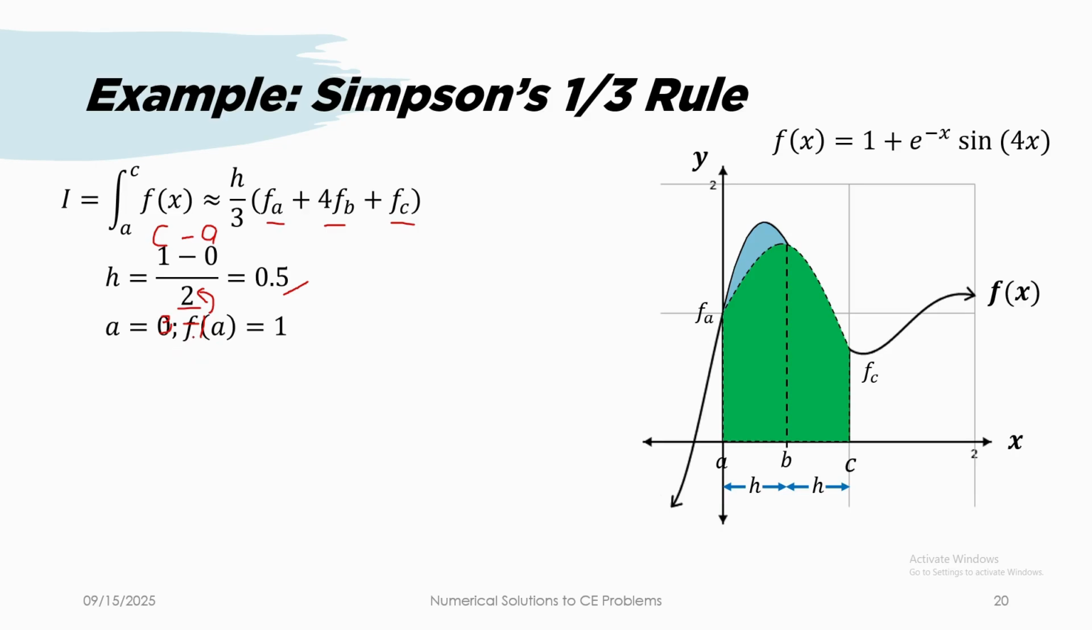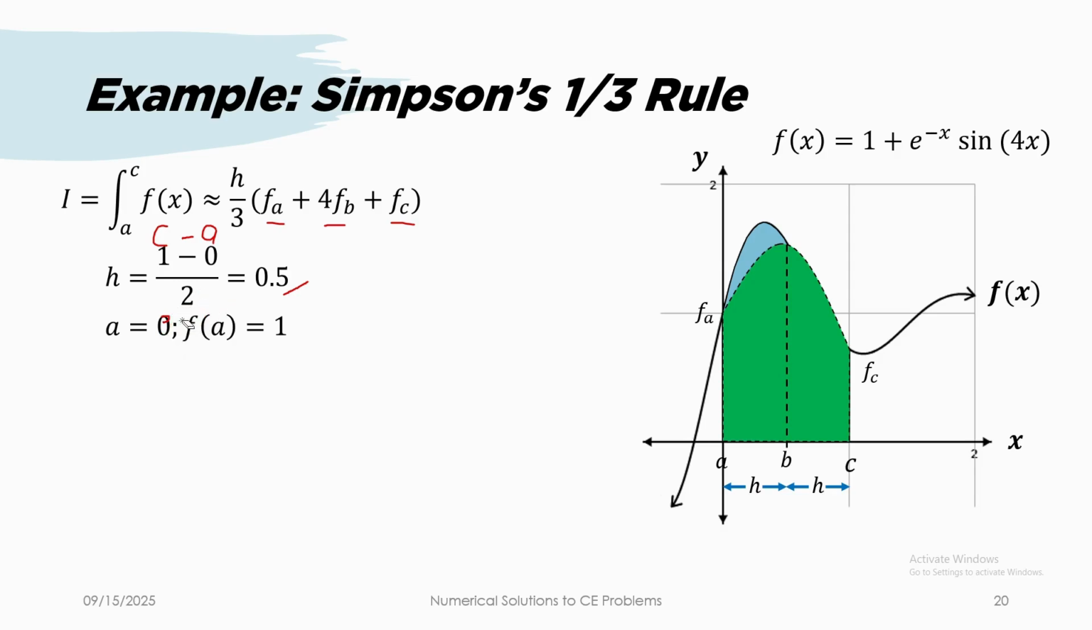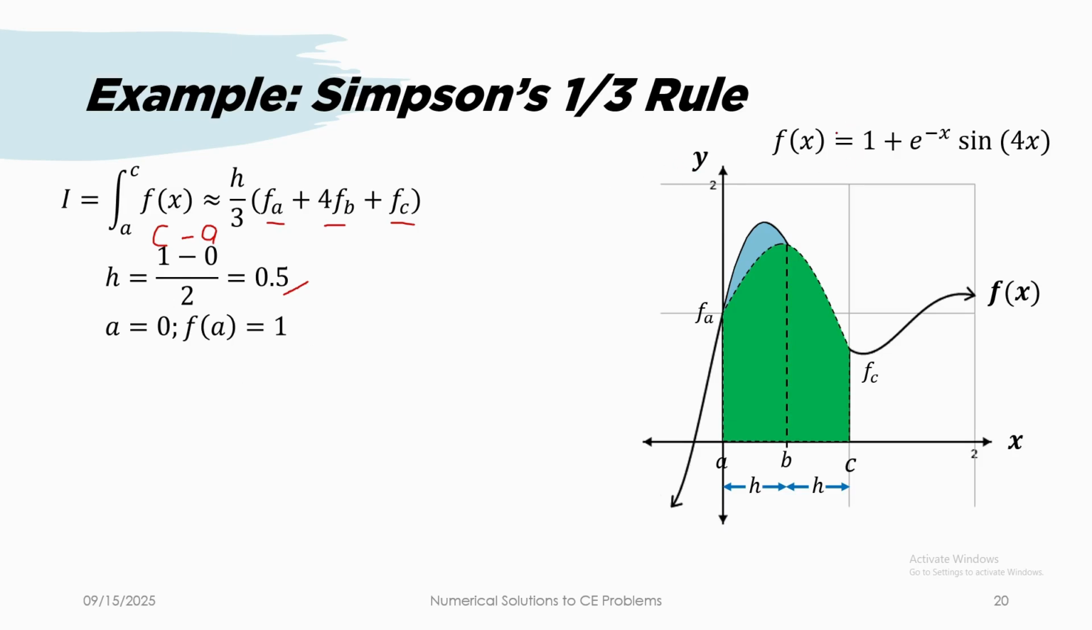So a is 0. Since a is 0, we can evaluate f of x, f of a, I mean, just plug in 0 here, so that's 1 plus e raised to negative 0 sine 0. F of a would just become 1, since sine 0 is 0 times 1, that's 0 still.